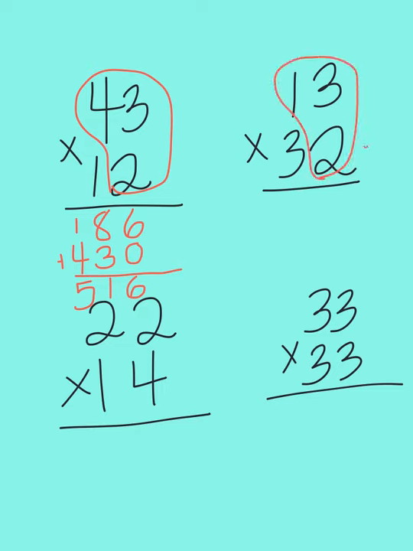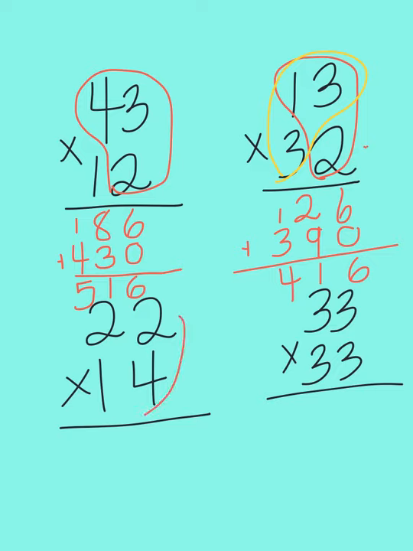Always starting with our digit in the ones place. 2 times 3 is 6. 2 times 1 is 2. Add my 0. 3 times 3 is 9. 3 times 1 is 3. Add them together. 416.